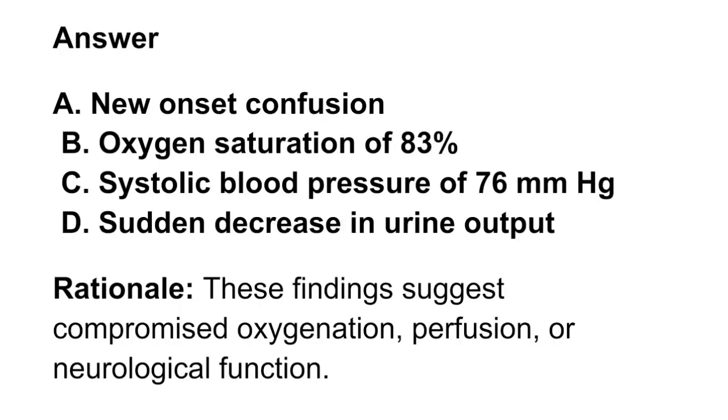Answer: A. New onset confusion. B. Oxygen saturation of 83%. C. Systolic blood pressure of 76 millimeters of mercury. D. Sudden decrease in urine output. Rationale: these findings suggest compromised oxygenation, perfusion, or neurological function.